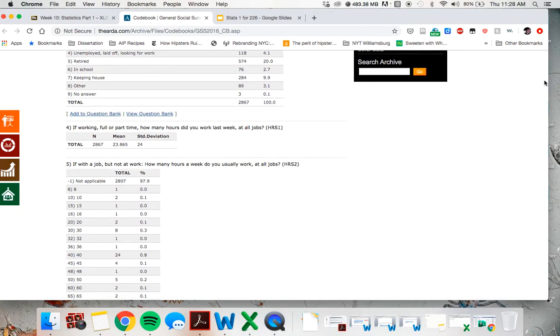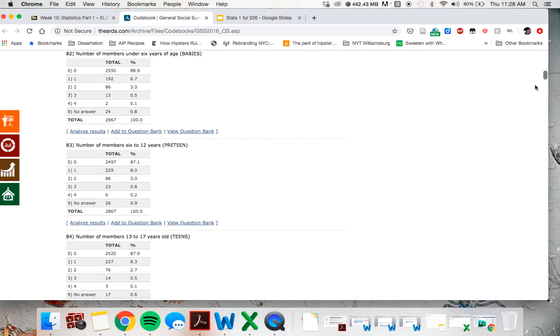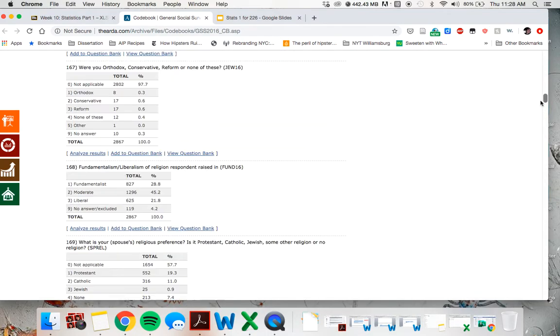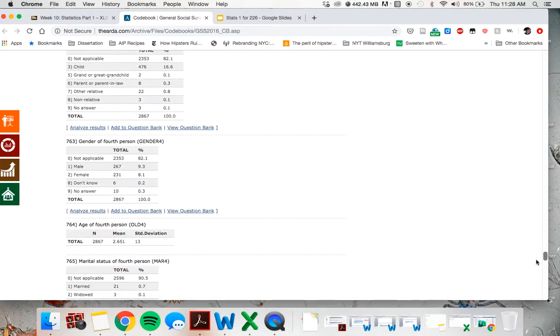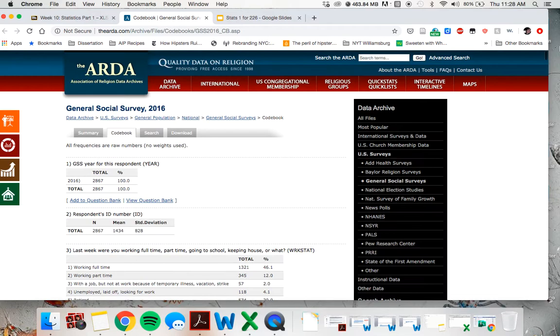Basically what they do is they call Americans, and anyone in the US can get a call from them, and they ask them different questions on opinions, household composition. There are 800 and something potential questions, right? But each person only gets asked about maybe 15 or 20. They surveyed 2,867 people in total for 2016.